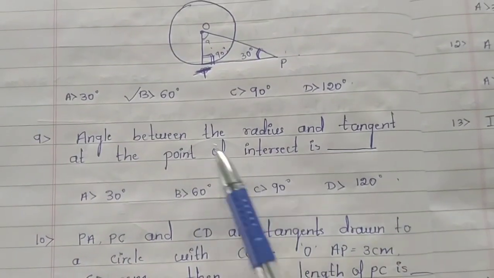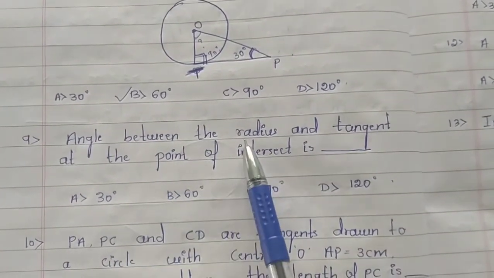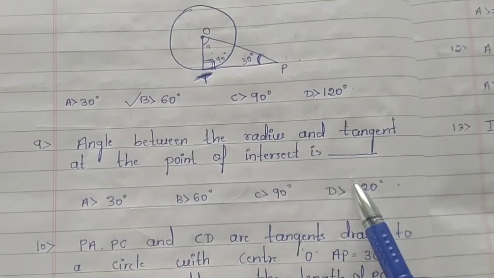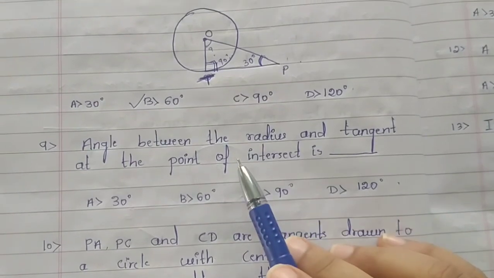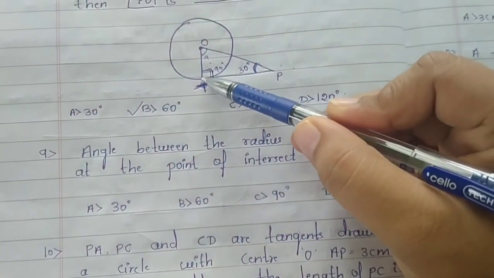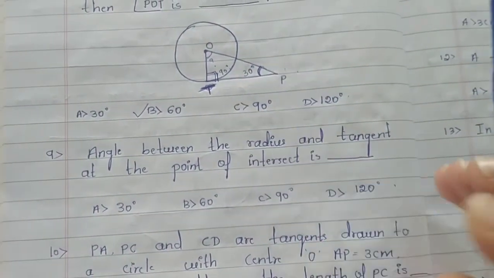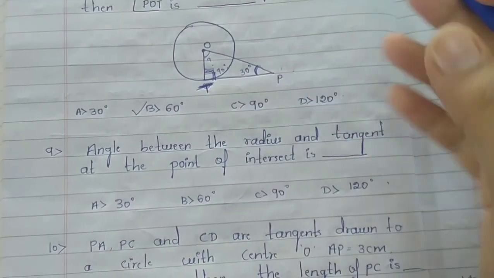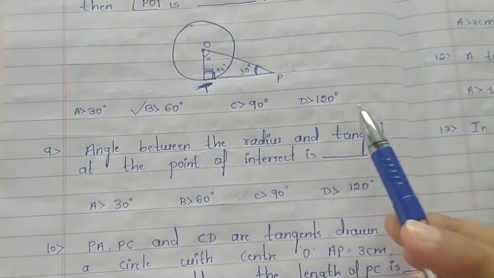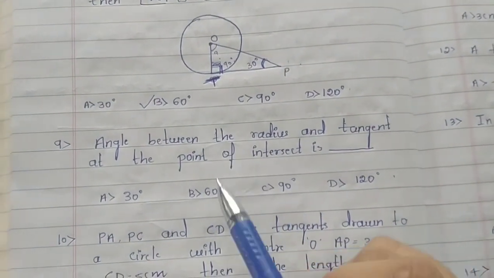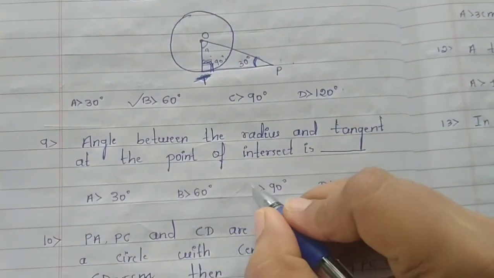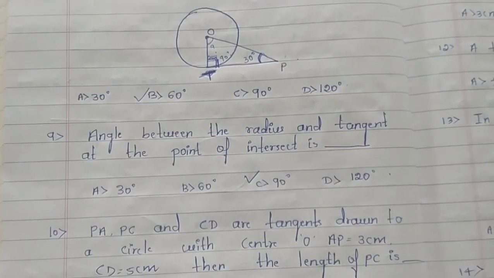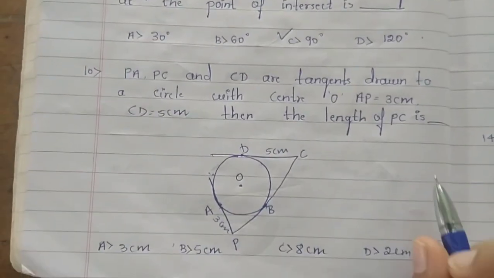Now we'll see the next question, that is: the angle between the radius and tangent at the point of intersection is dash. Okay, so the angle between the radius and the tangent at a point of intersection is nothing but 90 degrees. We have already solved similar problems based on this. It is always perpendicular. Okay, so now we'll see the next question.